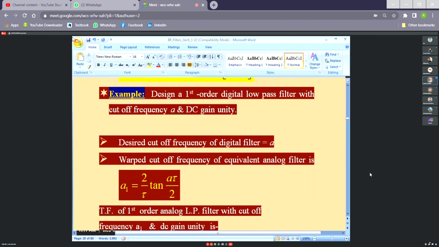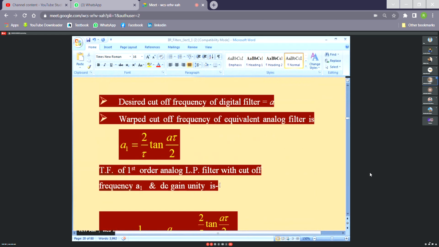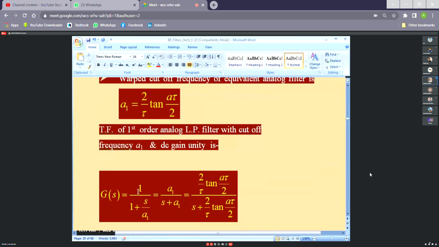So what will be the warped cutoff frequency of the equivalent analog filter? It's small a1 equal to 2 by tau tan a tau by 2. So what is the transfer function of a first order analog low pass Butterworth filter with this cutoff frequency a1 and a DC gain of 1? It is 1 by 1 plus s by a1. That means a1 divided by s plus a1. In place of a1, I have written here 2 by tau tan a tau by 2 here and there.